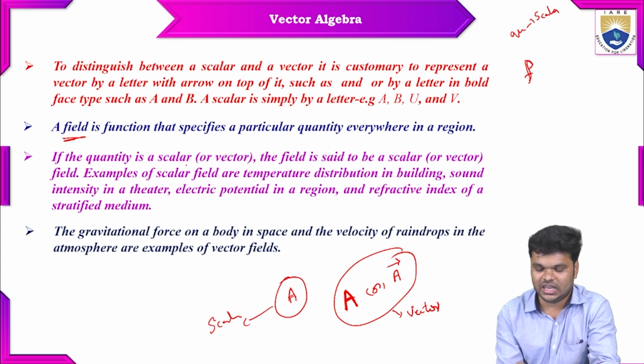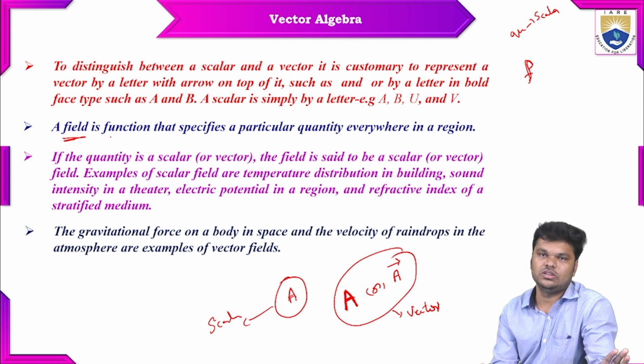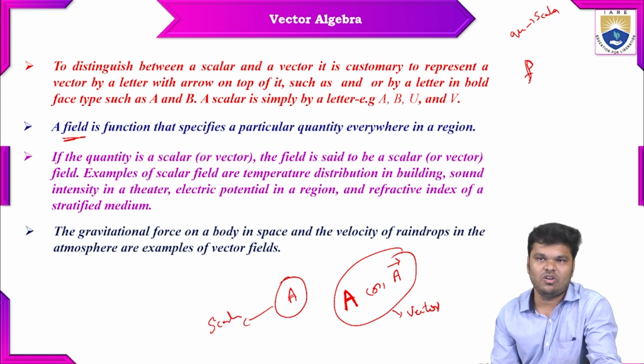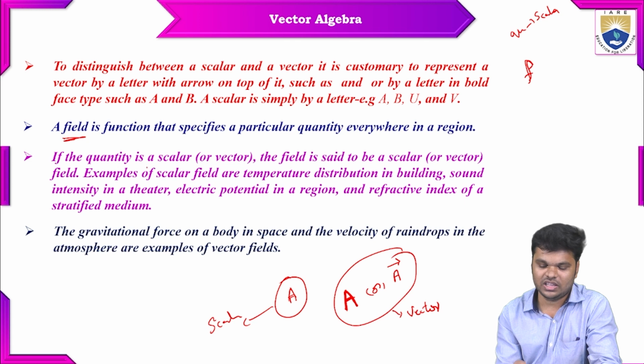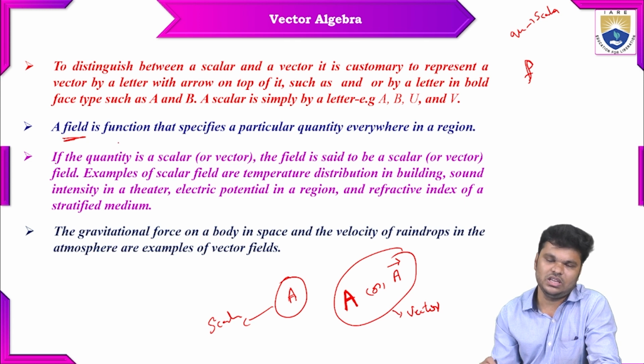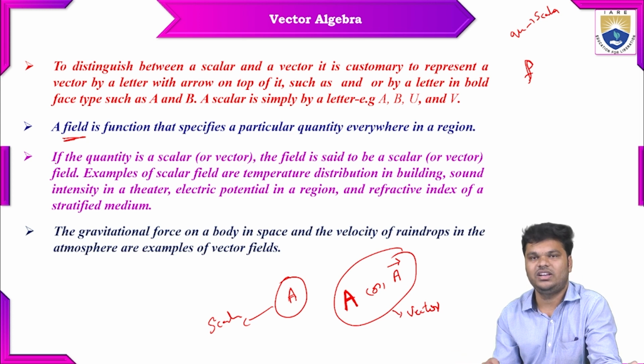So if the quantity is scalar, the field associated with that quantity is scalar. Suppose temperature is the chosen quantity. We know temperature is a scalar quantity, so the field associated with temperature is also a scalar field. Similarly, the velocity of a raindrop is a vector quantity, and the field associated with it is a vector field.